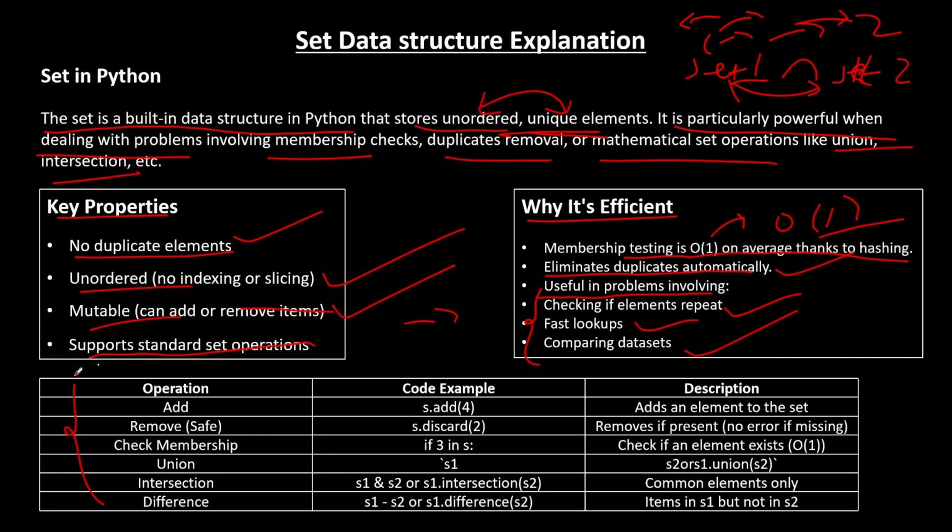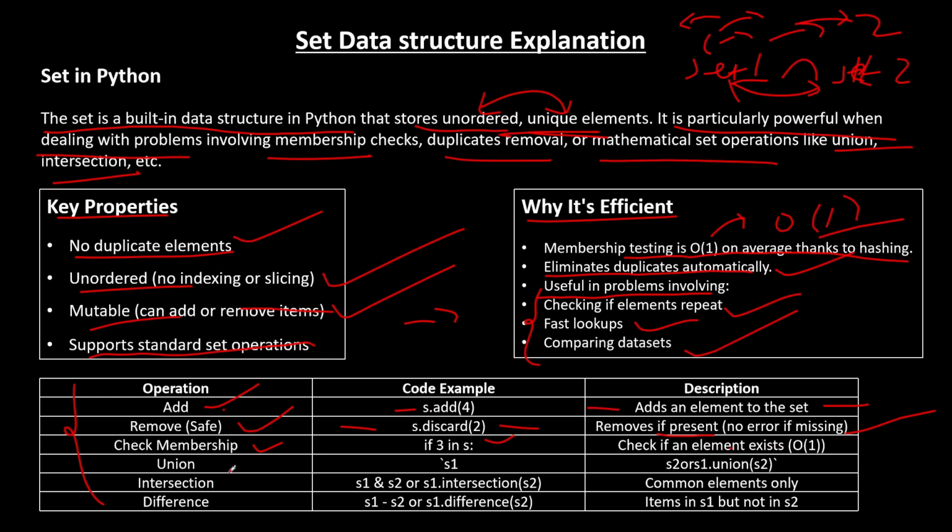Now, what are the operations? Adding into the set, removing from the set, checking membership. Like if you go in add, s.add adds an element to the set. Remove: s.discard(2) removes it if present, with no error if missing. Basically, if 2 is present in the set, then remove it. Checking membership: 3 in s checks if an element exists in a set or not.